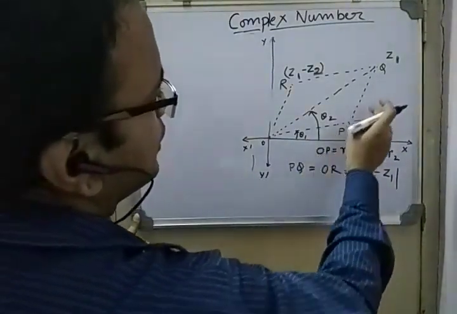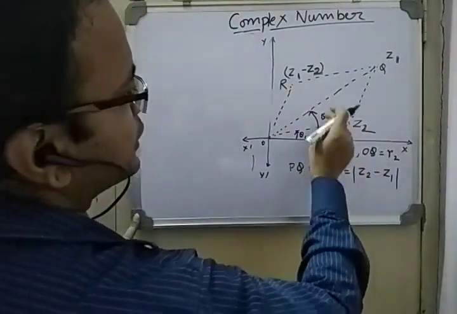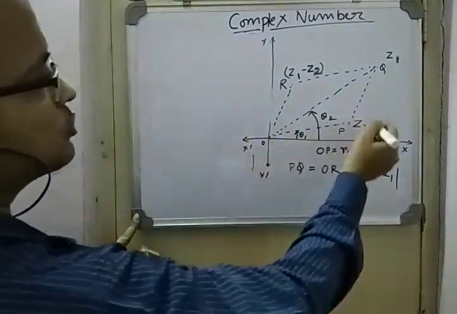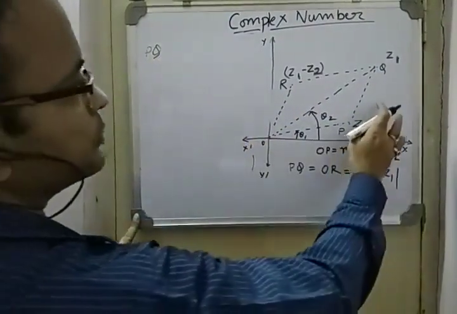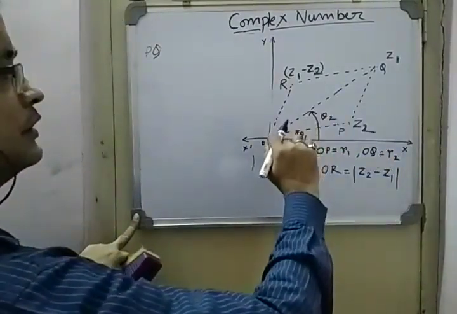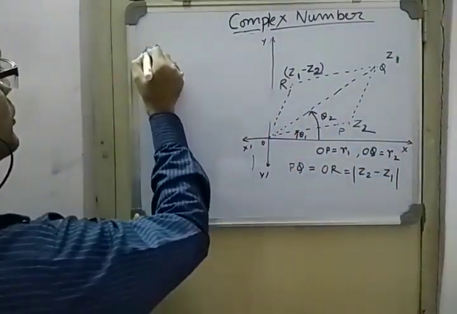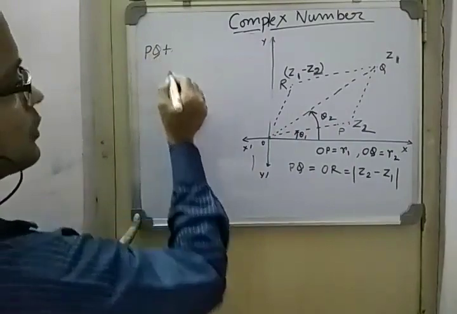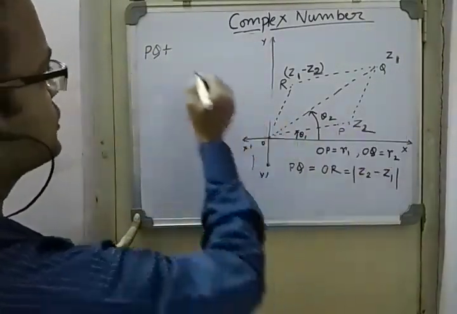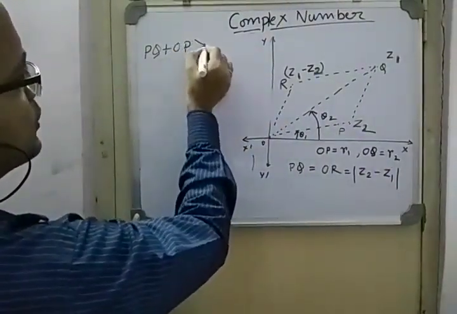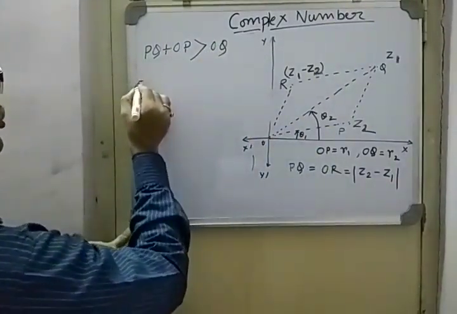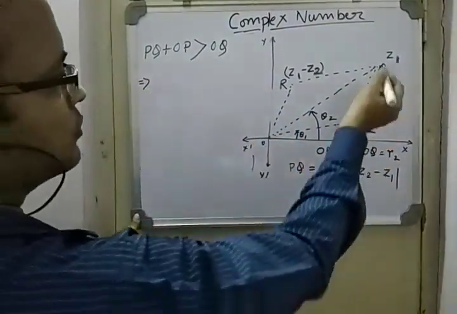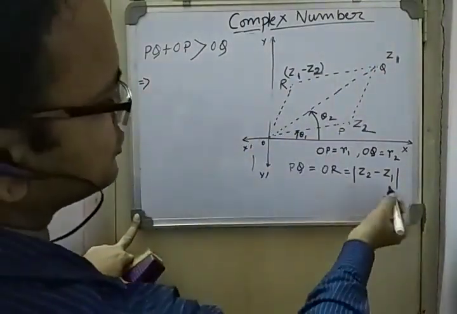See, this plus this is greater than this, we know. So we can write PQ. Earlier PQ was on the lesser than side. Now I represent PQ on the greater than side. PQ plus OP is greater than OQ. Okay. So PQ is what we know, mod of Z2 minus Z1.